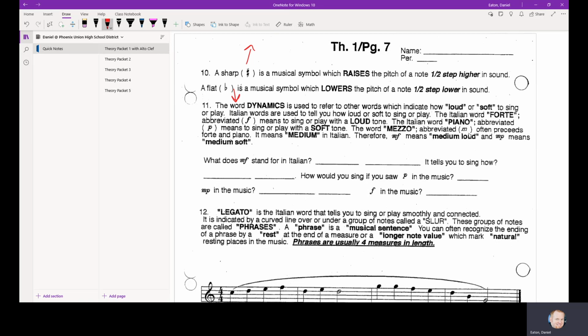The word mezzo, abbreviated with an M, often precedes forte and piano. It means medium in Italian. So therefore, MF means medium loud. MP means medium soft. All right, so I'm going to let you guys fill this in because you definitely need to know this information for the test, okay? But all the information that you need to figure that out is in that paragraph right there.